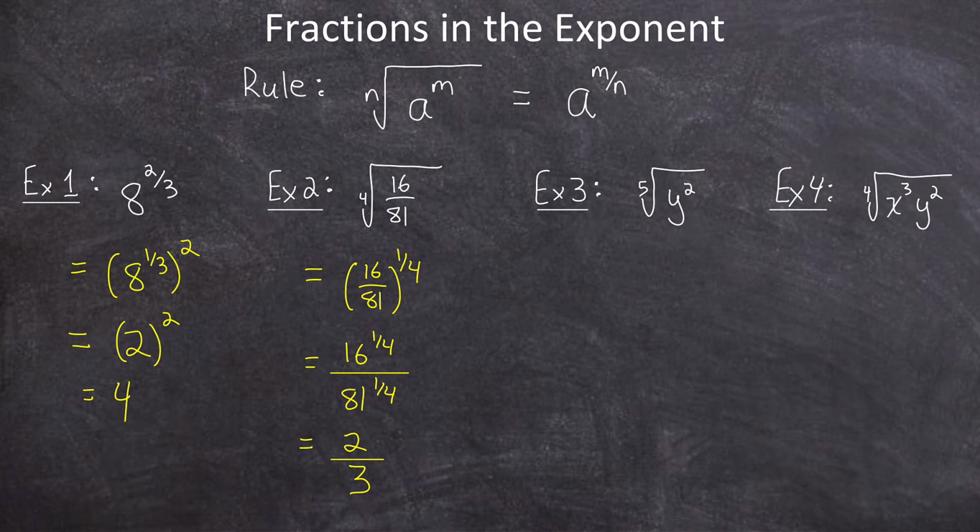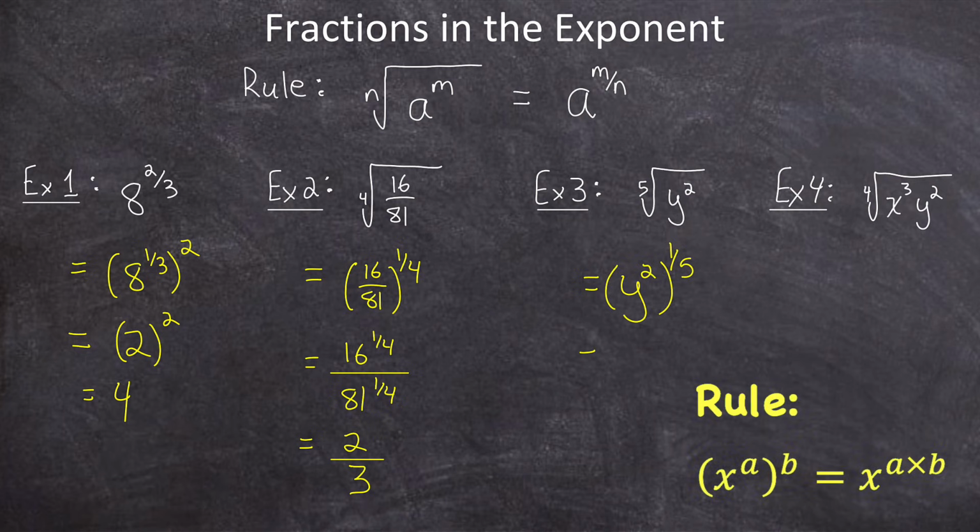And then example 3, I have a y squared that I'm taking the 5th root of. That 5th root symbol can be rewritten as a rational exponent. I could rewrite this as y squared to the power of 1 over 5. And then using exponent rules, I could multiply those exponents together to get y to the power of 2 over 5.